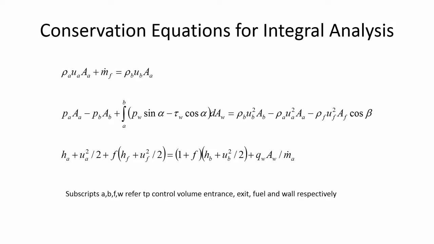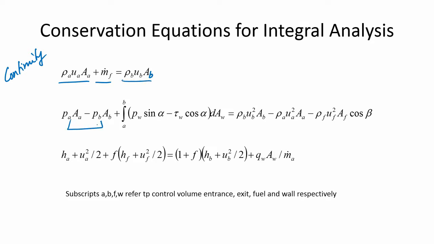So this is your continuity equation. This is between two stations, station A and station B. Your total mass flow rate at station A plus the mass flow rate of fuel is equal to the mass flow rate at station B.